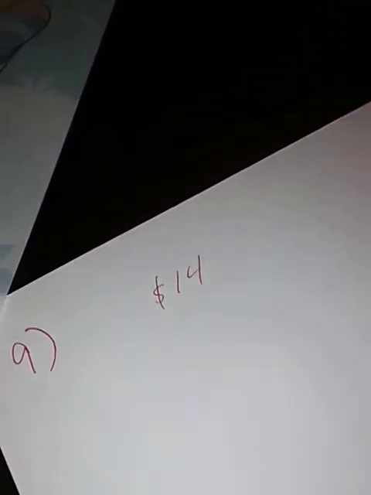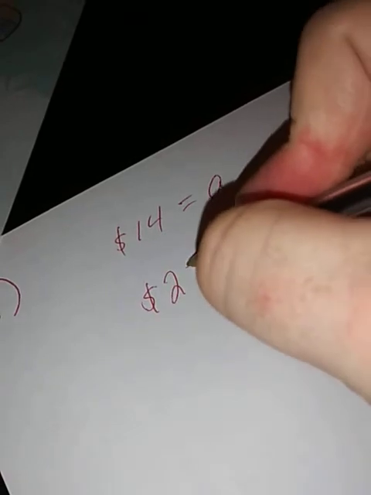Okay, so let's see. Tickets to the fundraiser are $14 if purchased ahead of time and $25 if purchased at the door. The total amount raised from all ticket sales was $625. If 11 tickets were purchased at the door, how many were purchased ahead of time? Okay. So $14 ahead of time. So we're going to call this A, ahead of time. Plus $25 if purchased at the door. We'll label that B.